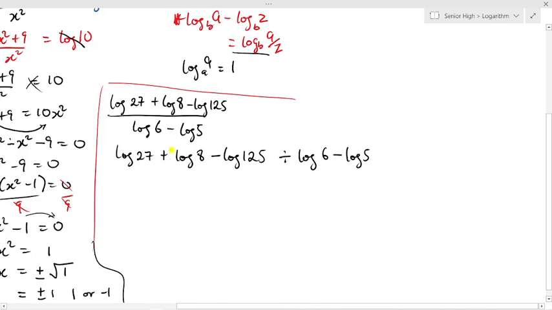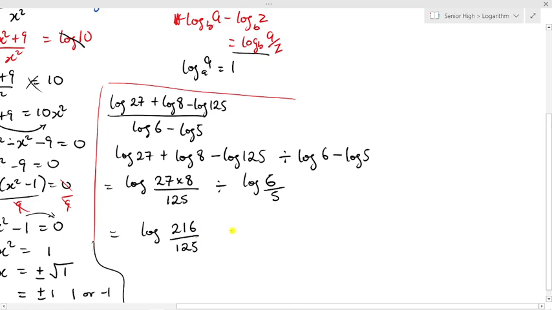Now remember, when you have the same base and we are working in a common logarithm, addition becomes multiplication, and subtraction becomes division. So that will become log of 27 multiplied by 8, all divided by 125, and here will also be log of 6 divided by 5. So what do I have next? 27 times 8. What is 27 times 8? We have it as 216. Now I don't need to divide it by 125 because I know it is not divisible by 125, so I'll leave it that way. And we have log 6 over 5.